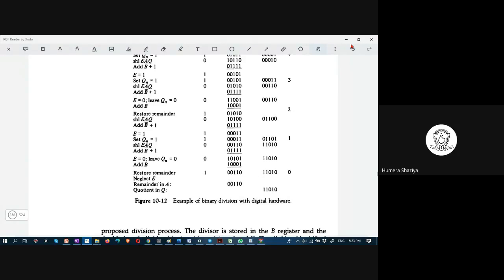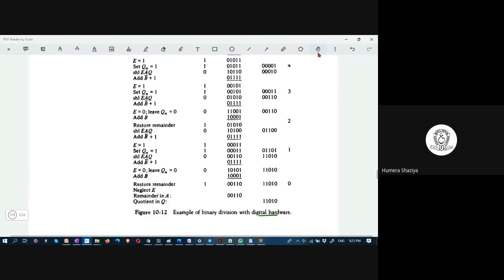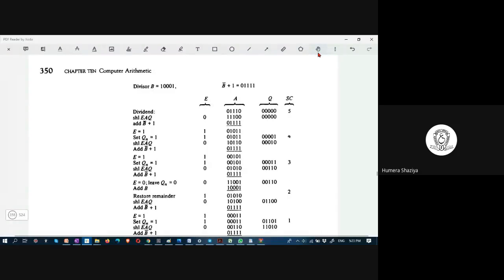Let us consider how this is performed in hardware. So far we have carried it out manually. Let us see how computer hardware performs the operation of division. So divisor is 1, 3 zeros, 1, and 2's complement of divisor is, we know how to obtain. This is 2's complement of the divisor.